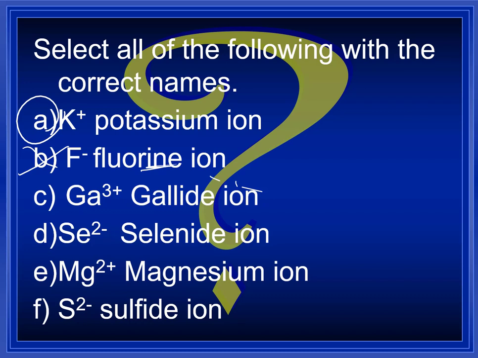Is C correct? Well, Ga is on the left-hand side of the zigzag line. It's a metal. And if it's a metal, we leave it alone. I don't want to change that ending. I want to call it the gallium ion. D, selenide ion. Well, Se is on the right-hand side of the zigzag line. It's a nonmetal. So, nonmetals, we change the ending. That's correct. What about Mg2 plus? Well, Mg is a metal, so one of the alkaline earth metals, right? So it's going to be, leave it alone, magnesium ion. And sulfide ion? Well, sulfur's a nonmetal, change the ending, it's okay.